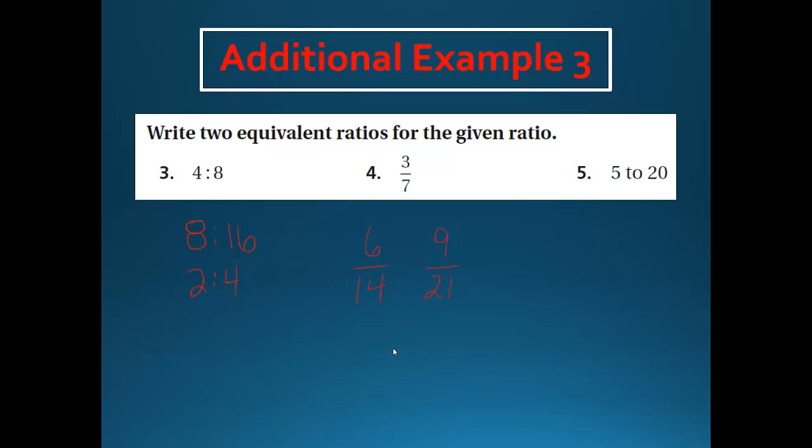For number 5, we have 5 to 20. For this one, we could divide both 5 and 20 by 5. So 5 divided by 5 is 1, and 20 divided by 5 is 4. So 1 to 4 would be an equivalent ratio. You could multiply 5 and 20 by 2. 5 times 2 is 10, and 20 times 2 is 40. So 10 to 40 would also be an equivalent ratio. You might have had 15 to 60 as well if you multiplied by 3. Again, there are other answers that would be accepted for this problem.